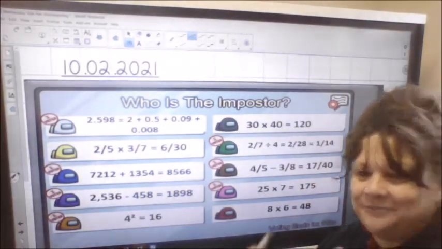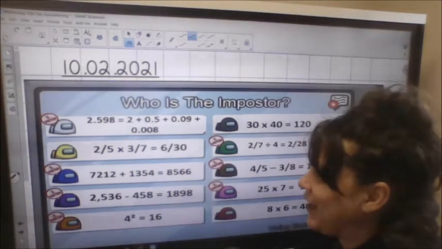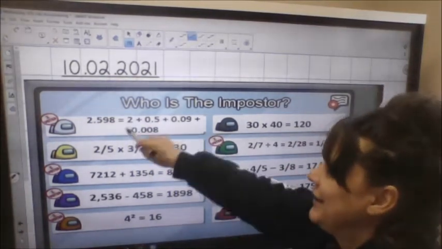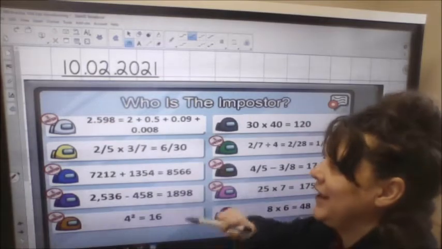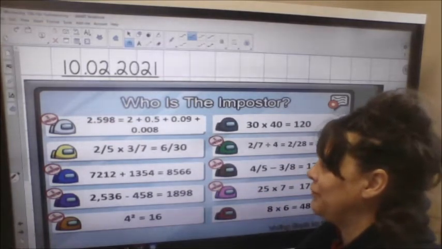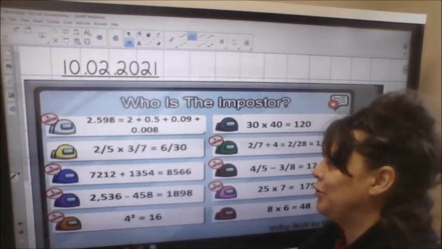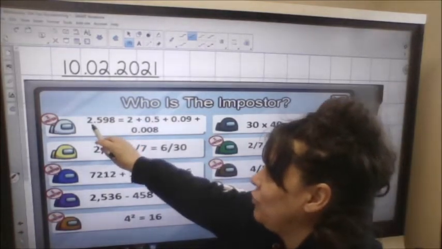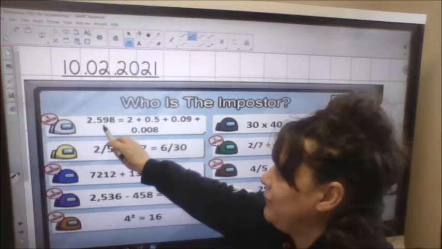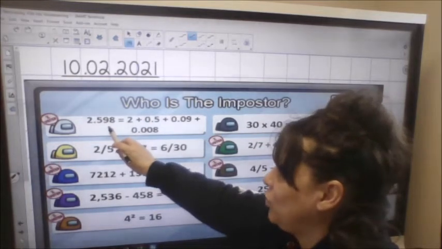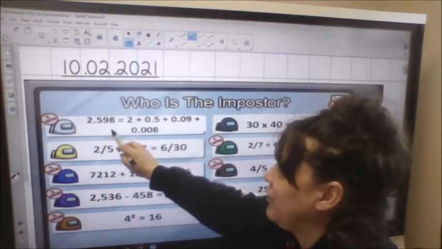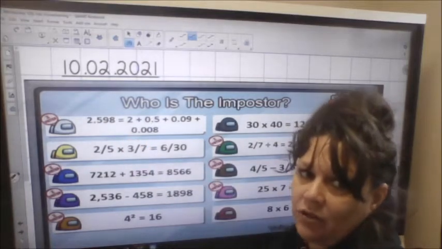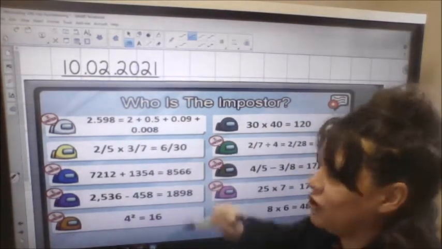Okay, how did you get on? Hopefully really well. So if we have a little look at the board then. 2.598 equals 2 plus 0.5 plus 0.09 plus 0.008. That's correct because that does equal 2, that does equal 0.5, 5 tenths, that does equal 9 hundredths, and that does equal 8 thousandths.